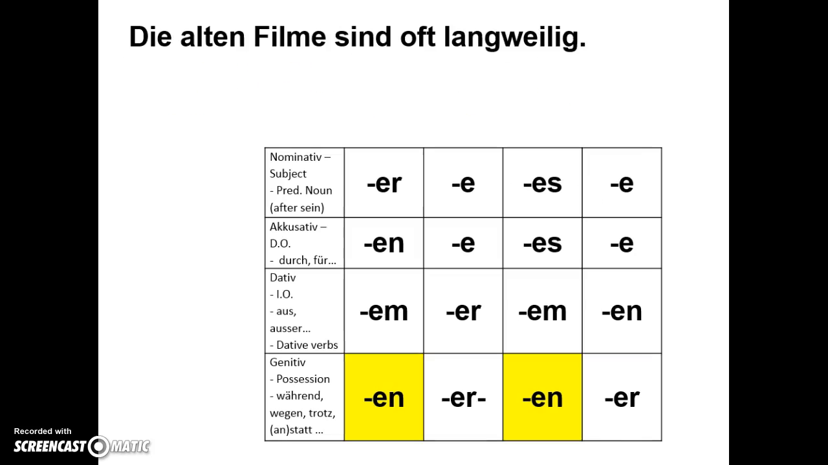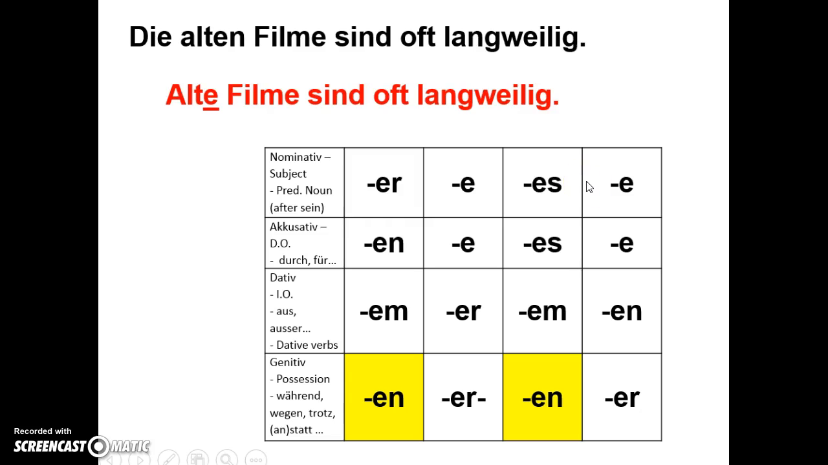All right? So here's the next sentence. Die alten Filme sind oft langweilig. In this sentence, the word Filme is plural, and it's the subject. So I'd be looking here. If I get rid of die in my sentence and just say old films are boring, then I would say alte Filme sind oft langweilig. I use the der word as the adjective ending.